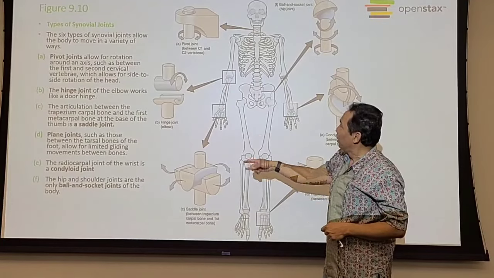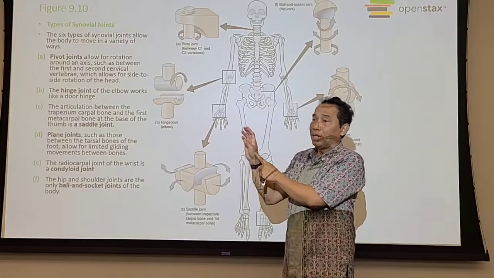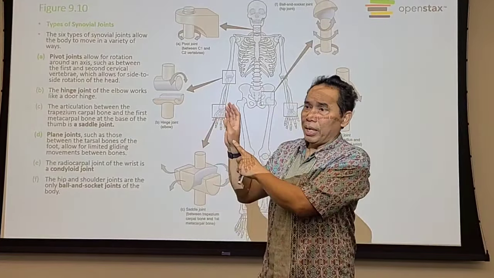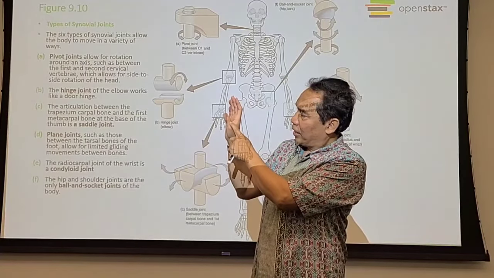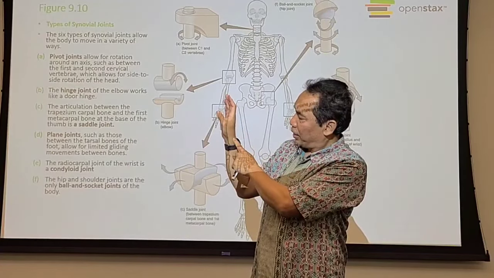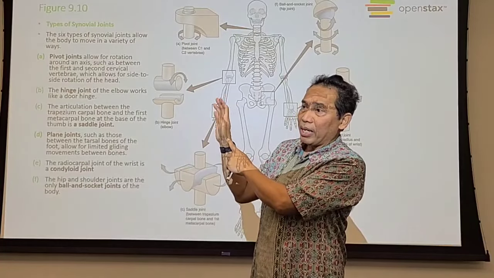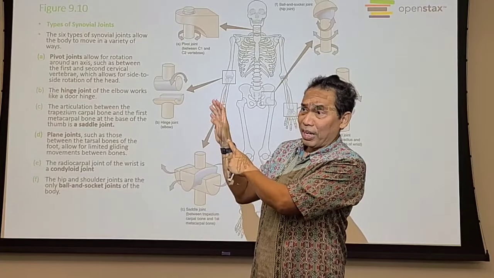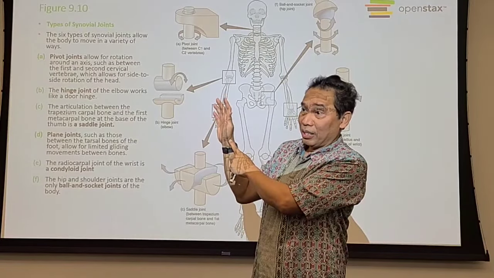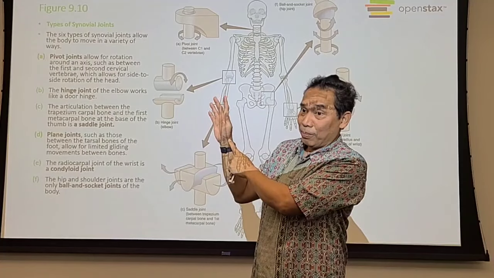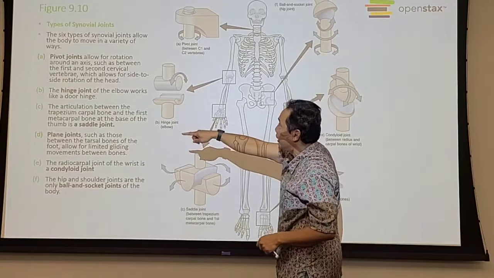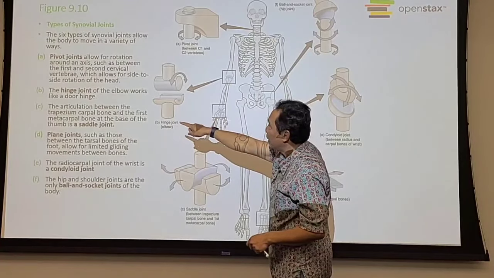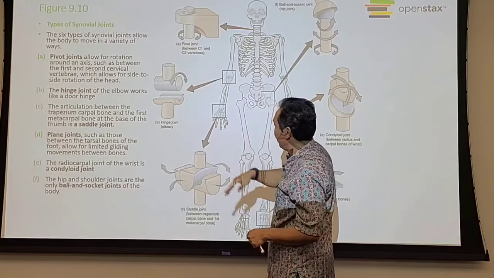Saddle. Right? Saddle is in here, between the trapezium and your first metacarpal. Okay, this is the first metacarpal over here, and there is a trapezium over here. There is a saddle joint. You can move like this: flexion, extension, flexion, extension, the same. And then what next? Hinge, saddle, plane.